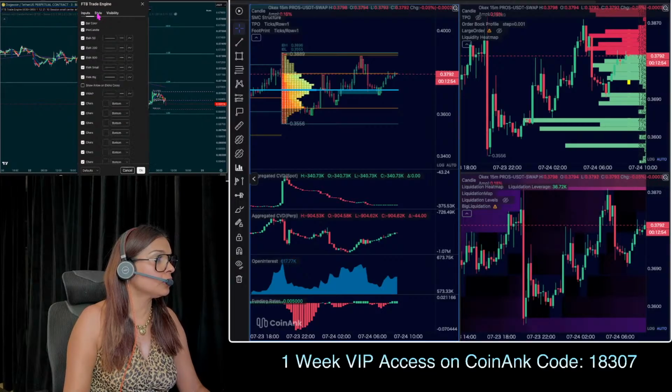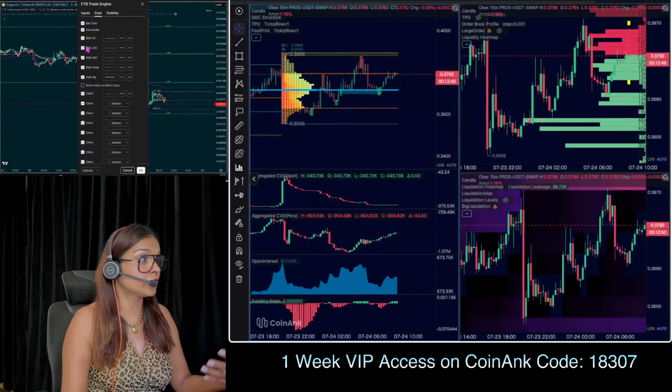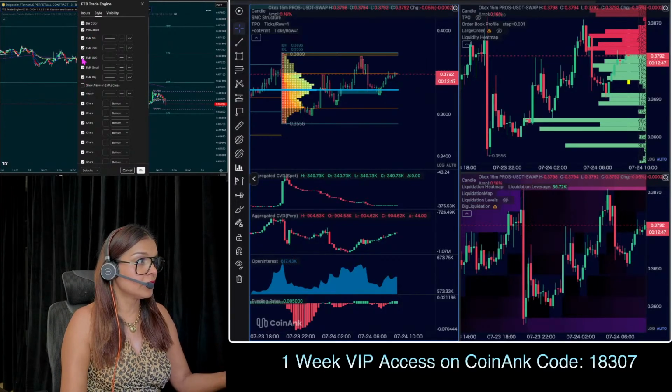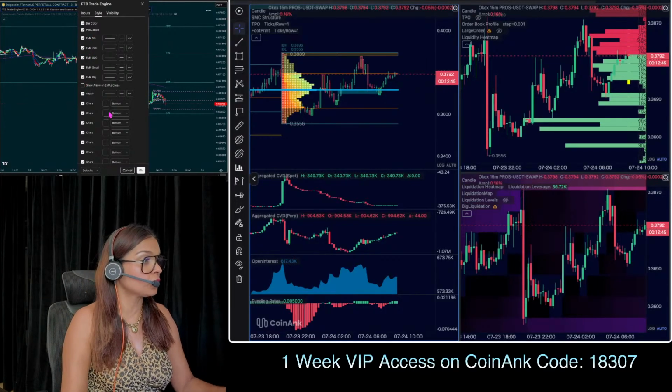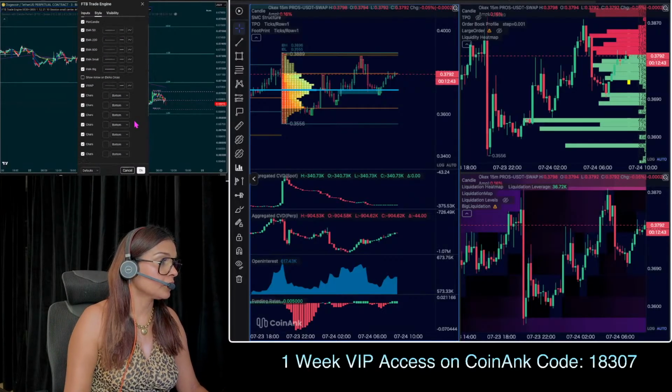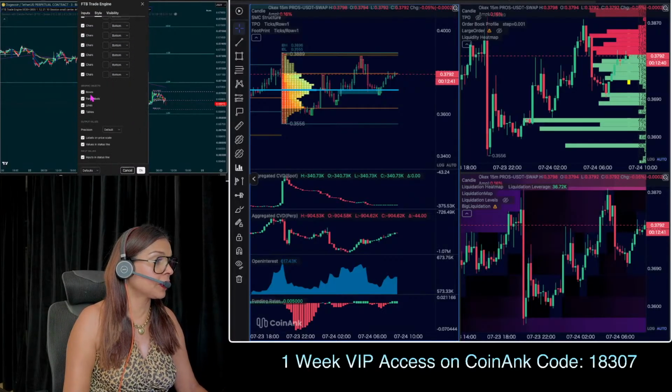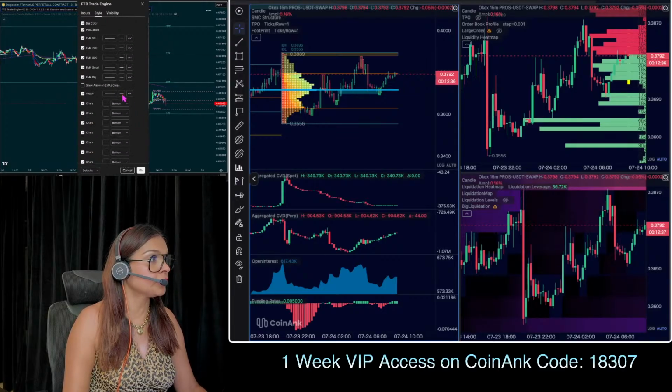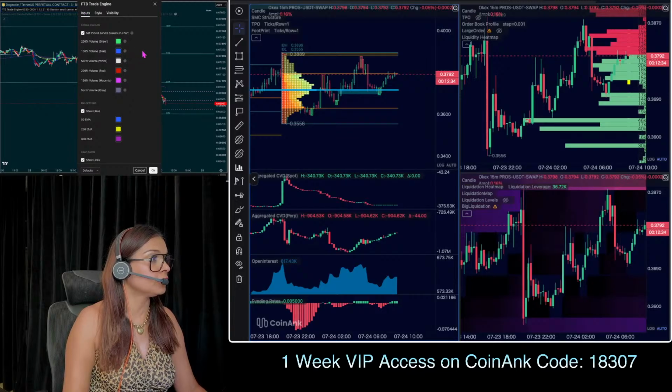Now let's go over to style, and as you can see here, you can choose to select or deselect any of these different EMAs if you so wish, as well as the VWAP. You have all these areas here that you can also play around with, according to what you like.